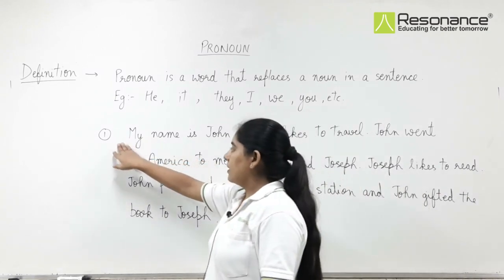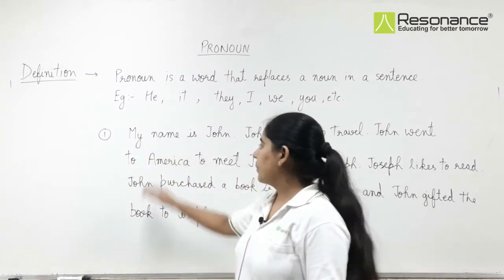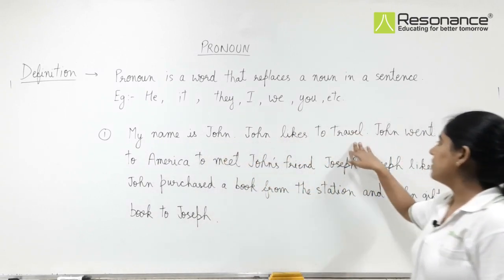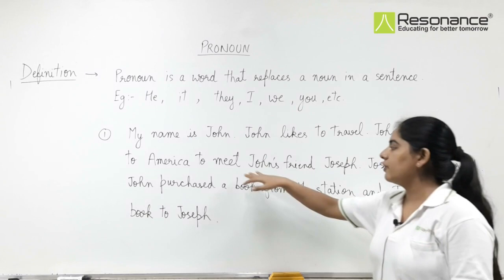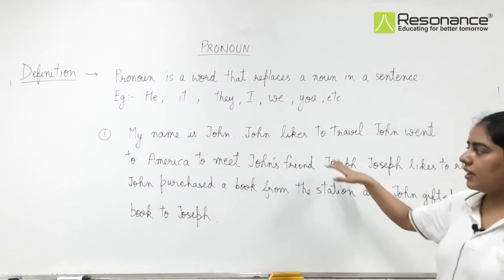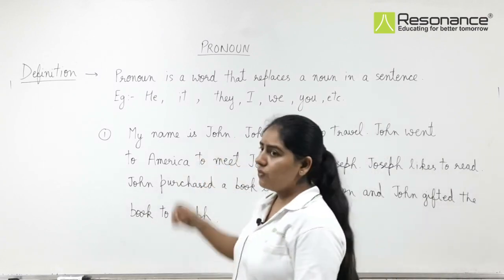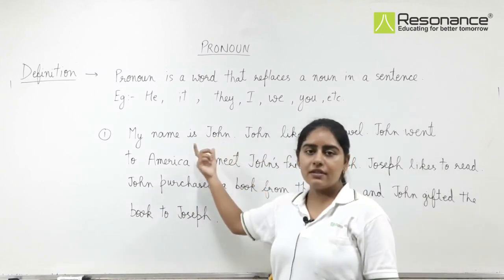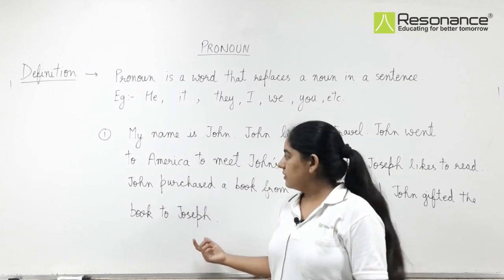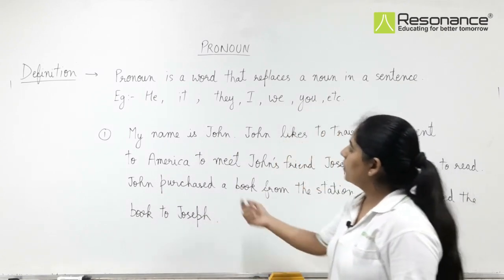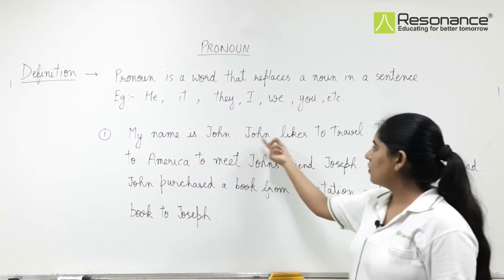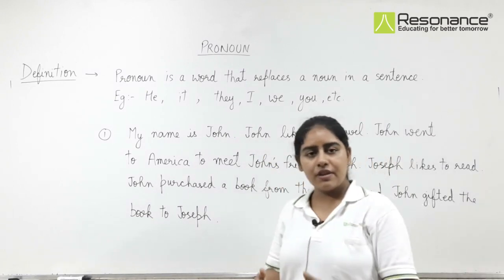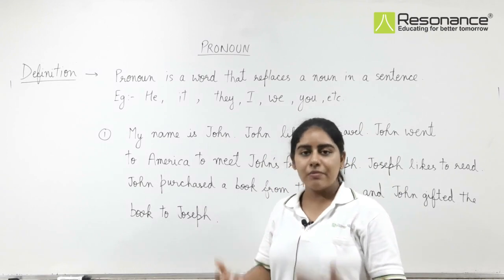Now this is an example written over here. My name is John. John likes to travel. John went to America to meet John's friend Joseph. Now here every time one word is repeated, you can see repetition of noun in the entire content that is written on the board. My name is John, then again John, then again John, then John's friend. So can you see this repetition? Doesn't it sound very cumbersome?